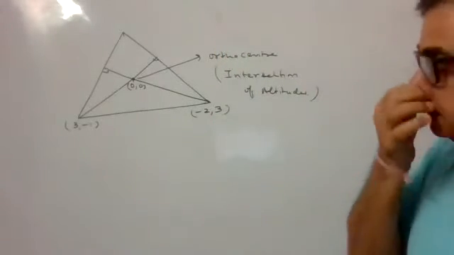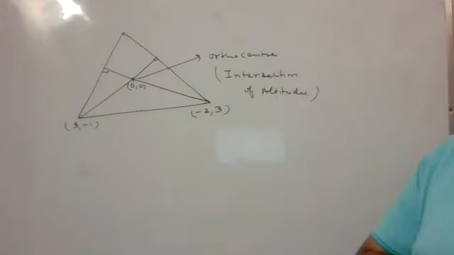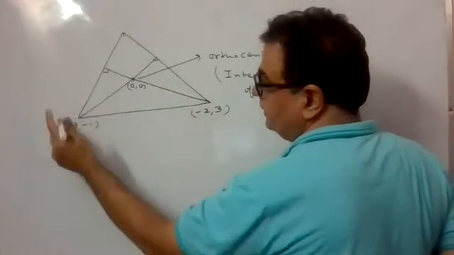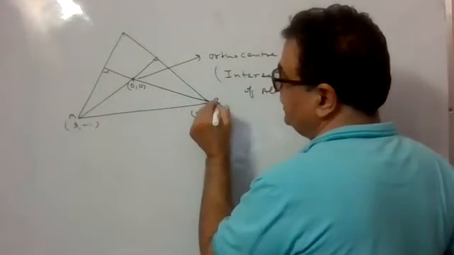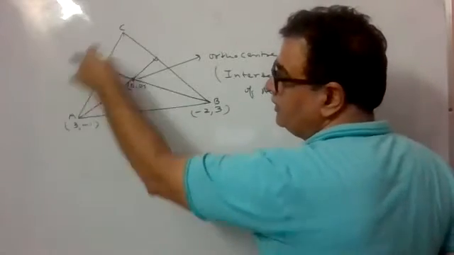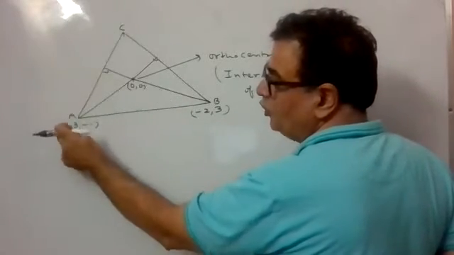The slope is minus 4 by 5. No. Just check here. If you want the equation of this line, let this be point A, this is B, this is C. If I want the equation of line AC, is a point known on it?